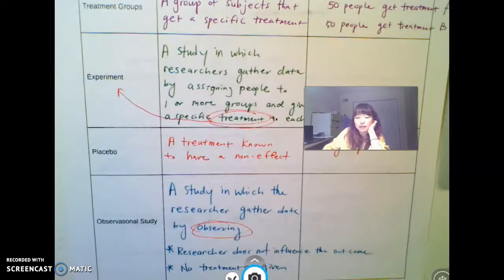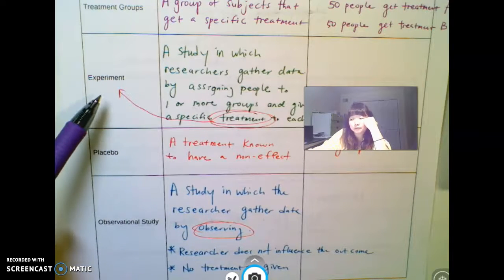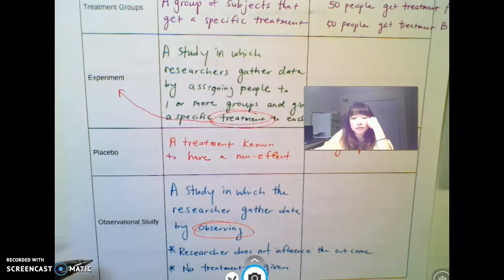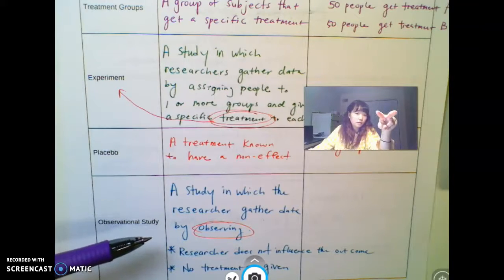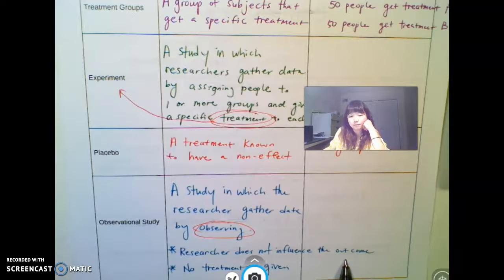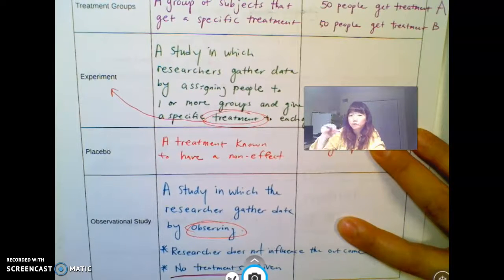And then the last thing is an observational study. It's the opposite of an experiment. In an experiment, you have to give them a treatment. An observational study is a study in which the researchers gather data by observing. We look. That's it. You look at it and you write down your observation. That's your study. In an observational study, make sure the researcher does not influence the outcome. And of course, we don't do any treatments. We just observe and see what happens.